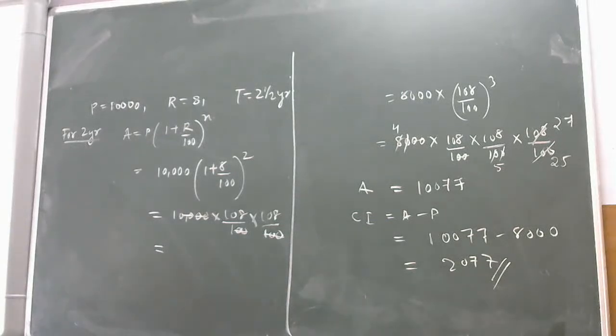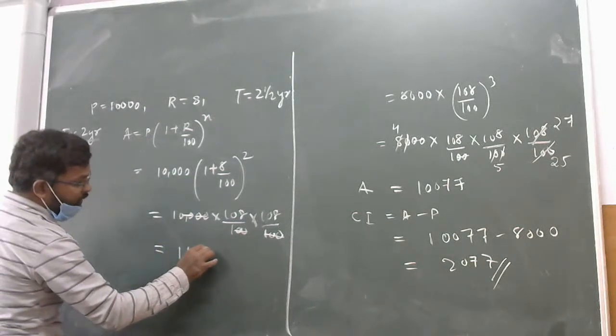Calculating 108 into 108, students give different answers, 11,664 and others, and the teacher asks them to just multiply 108 into 108 and check on the calculator. How much did you get? 11,000.